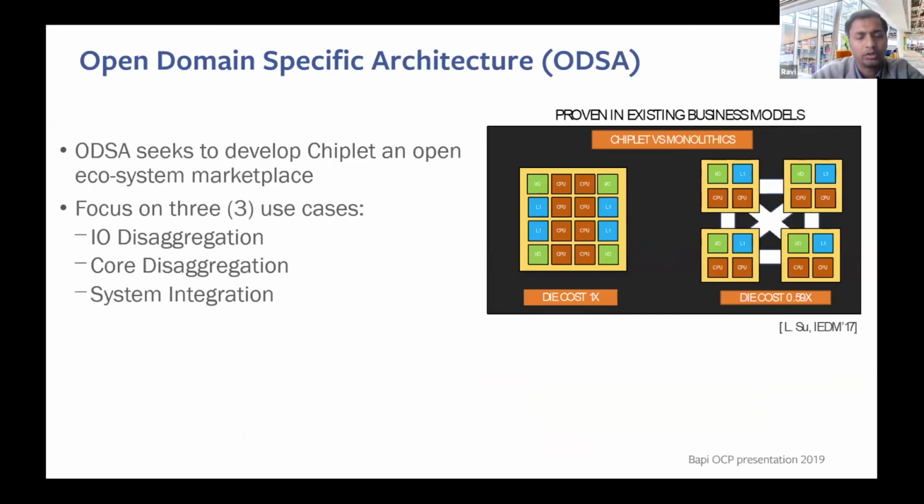Now I would like to shift a little bit and continue our journey to develop an open ecosystem, whether for the M.2 card or co-package optics. We are looking into addressing challenges related to the slowing of Moore's law by enabling heterogeneous integration. And we are actively driving development of a chiplet marketplace in ODSA, which is an OCP workstream. As you know, most of the chiplet products out there are vertically integrated and have a very closed ecosystem. So ODSA is focusing on developing an open ecosystem around IO disaggregation, core disaggregation, and system integration of chiplets.